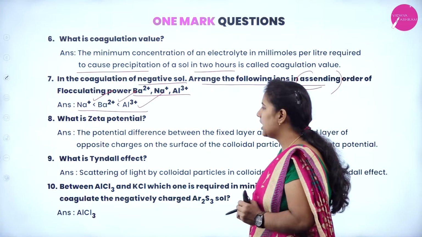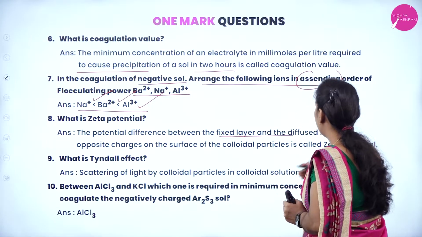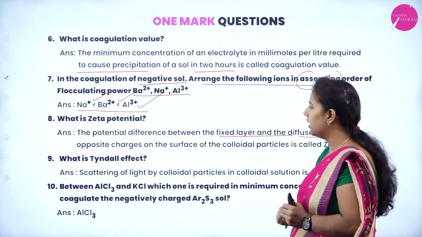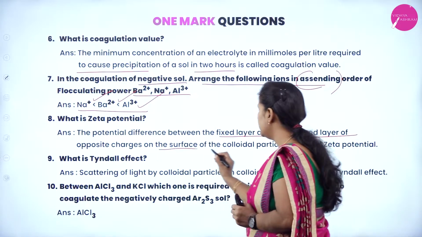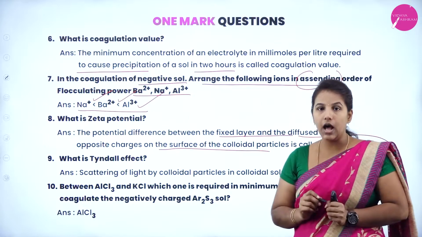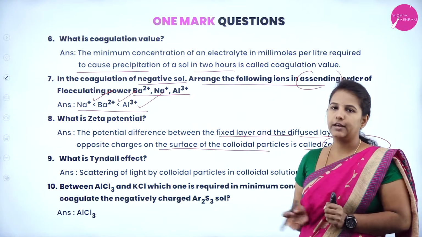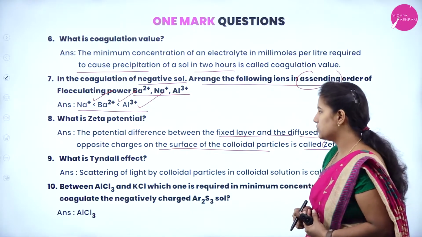What is zeta potential? The potential difference between the fixed layer and the diffused layer of opposite charges on the surface of the colloidal particle is said to be what? Zeta potential. Already I have explained the zeta potential in the concept class with a diagram also.